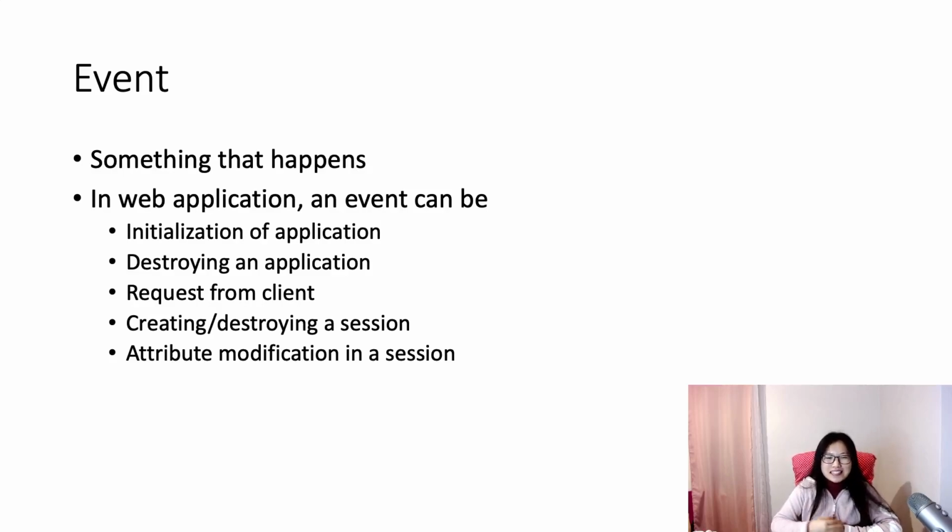So let's come back. In a web application, an event can be, when we do a Java web application, when we initialize the application, when our application starts up, when the servlet context is being created and initialized, when we shut down Tomcat and destroy the application, when we have a request from the client, when we create and destroy a session, and when we modify an attribute in the session. All of them can be an event.